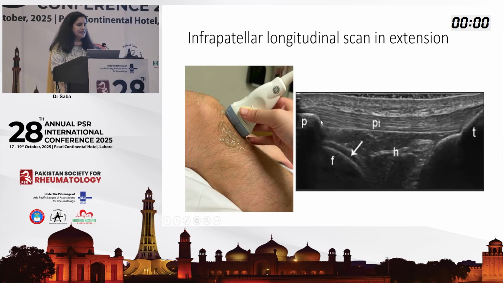What do you appreciate? Now the patella has finished. You have slid off from the top surface of the patella. You see the patellar tendon. It's going very nicely. It's not heterogeneous. It's homogeneous, and it's attaching onto the tibia.